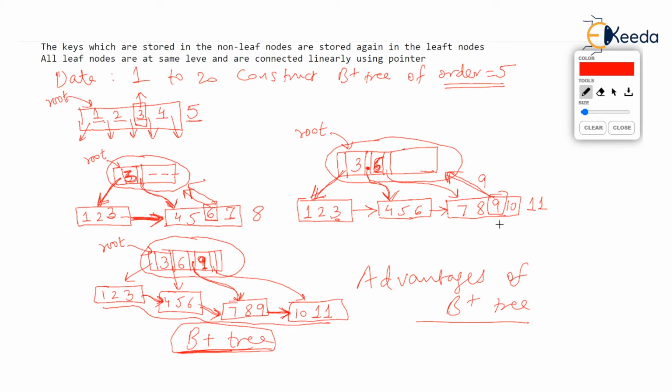Why? In B tree, values were either stored in non-leaf node or in leaf node. So all values could not be found in the leaf node. I hope you are understanding. So what's the advantage of this?